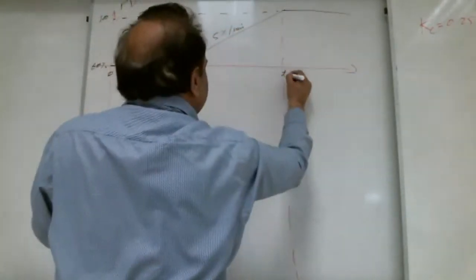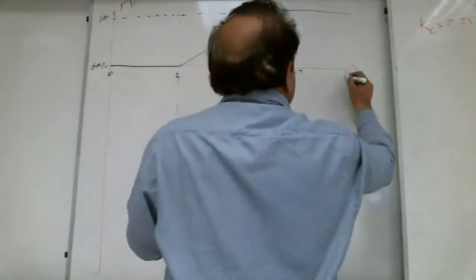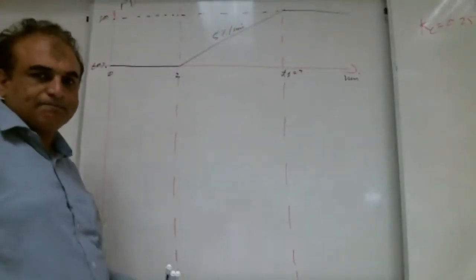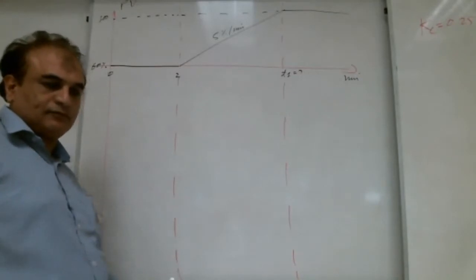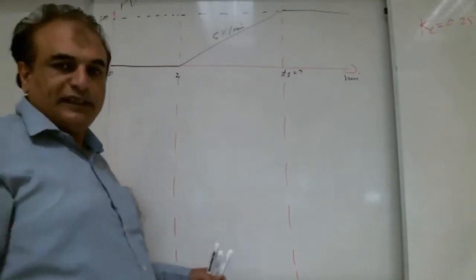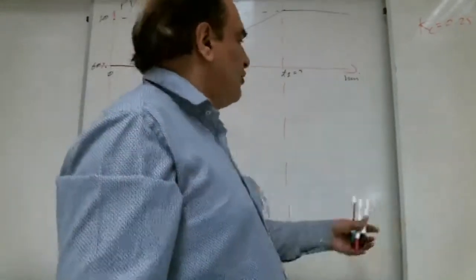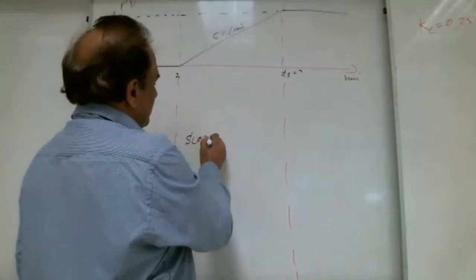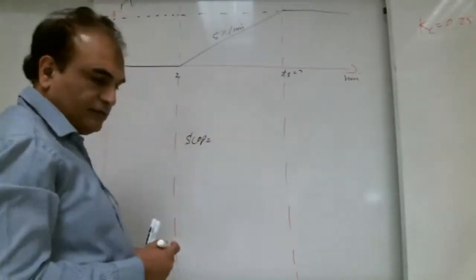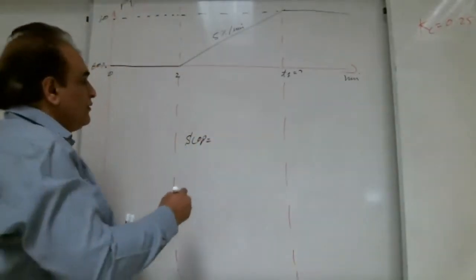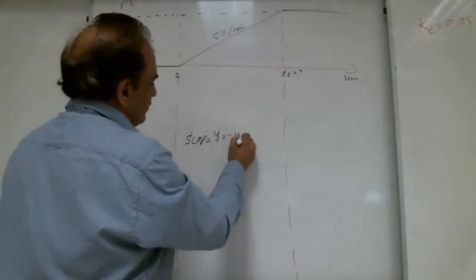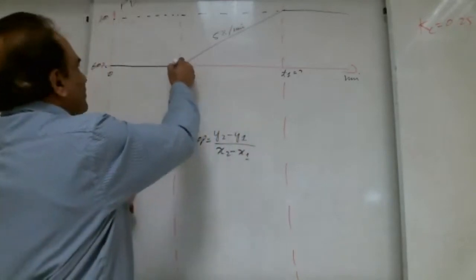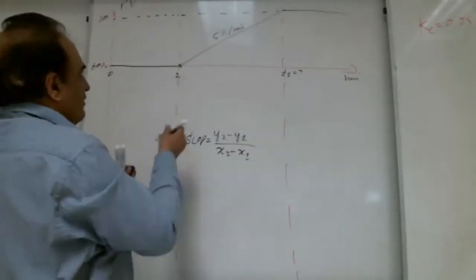We need to find T1. Yes, Shabab, how do we find T1? We need to use the formula for the slope. Slope is how much? Slope is equal to y2 minus y1 over x2 minus x1. Very good. So let's see these points. So we have the y1, y2.